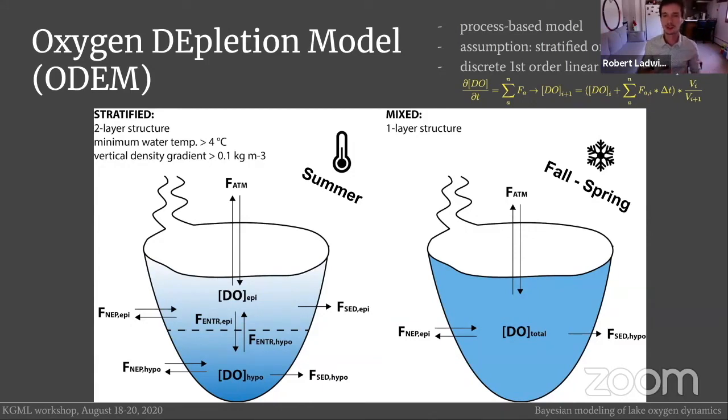But once the lake shifts to mixed conditions, we only have one layer. So we are only tracking the total dissolved oxygen concentration. And here, this ordinary differential equation is just expressed at the end as a set of linear difference equations.